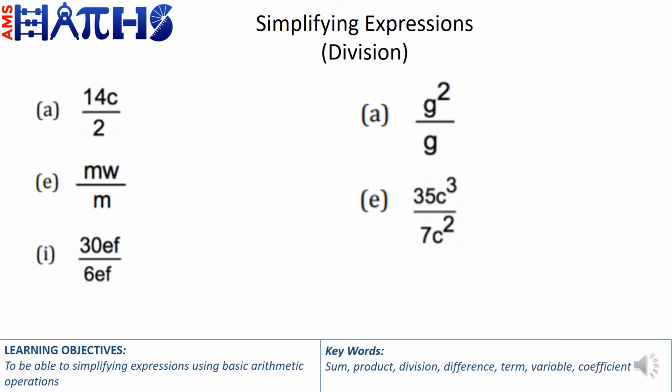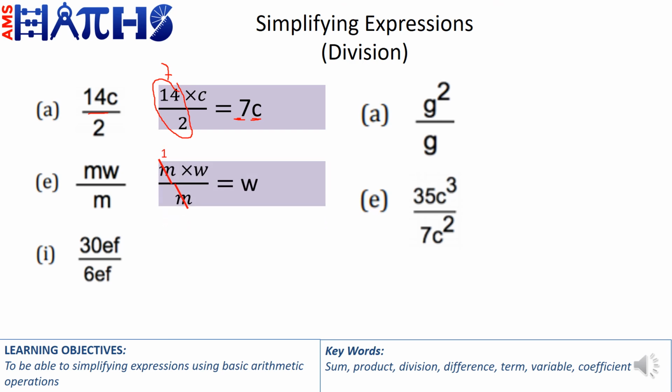Now in these examples, we're going to use the same approach. It's already written as a fraction, the division. As we know, the line means we divide. And so I have written out 14c as 14 times c, and we need to divide that by 2. So the 14 is divided by the 2 to give us 7. The c will not be divided by anything, so it is placed next to 7. 14 divided by 2 is 7. So it's 7 times c, which gives us 7c.